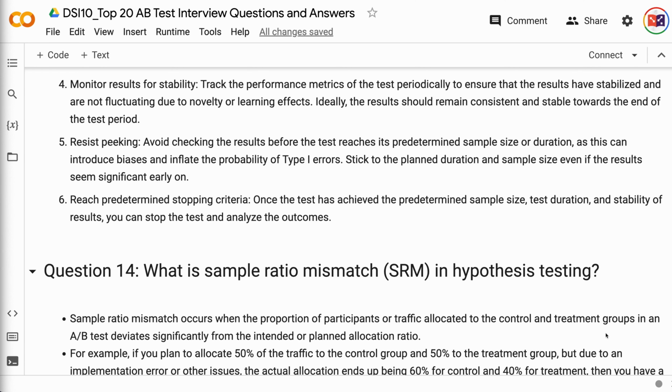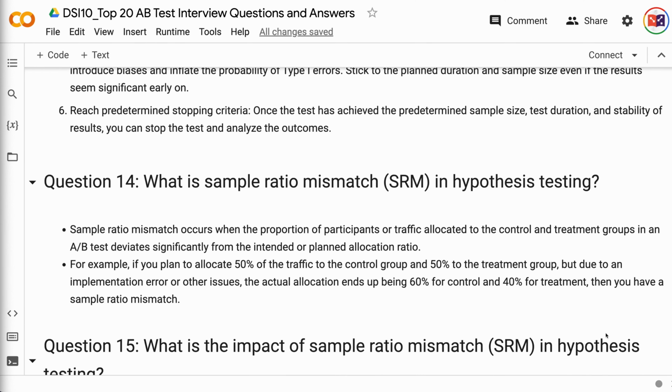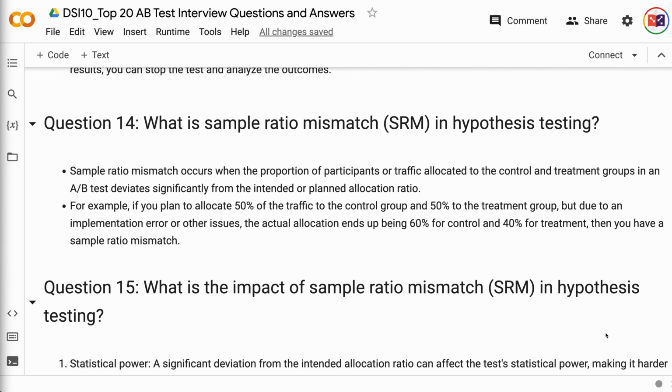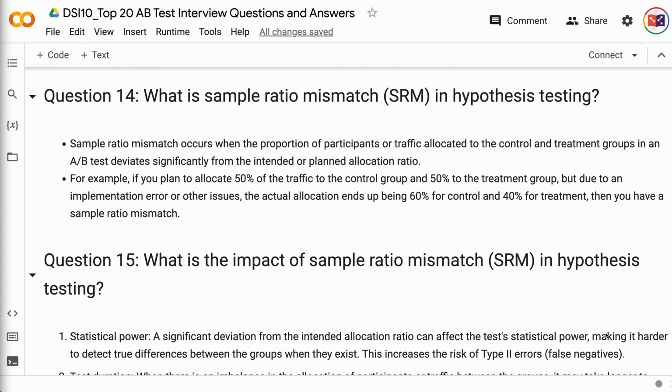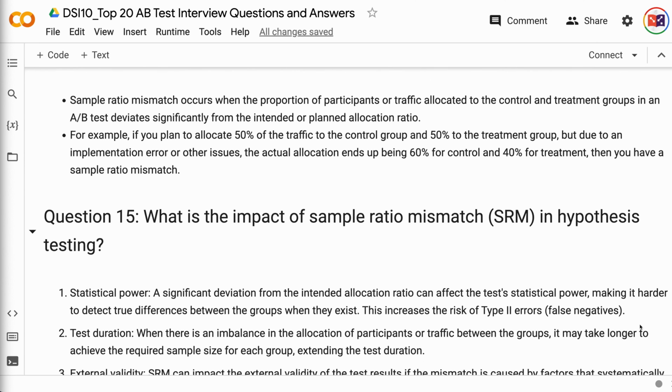Question 14. What is sample ratio mismatch in hypothesis testing? Sample ratio mismatch occurs when the proportion of participants or traffic allocated to the control and treatment groups deviates significantly from the intended or planned allocation ratio. For example, if you plan to allocate 50% of the traffic to the control group and 50% to the treatment group, but due to an implementation error or other issues, the actual allocation ends up being 60% for control and 40% for treatment, then you have a sample ratio mismatch.